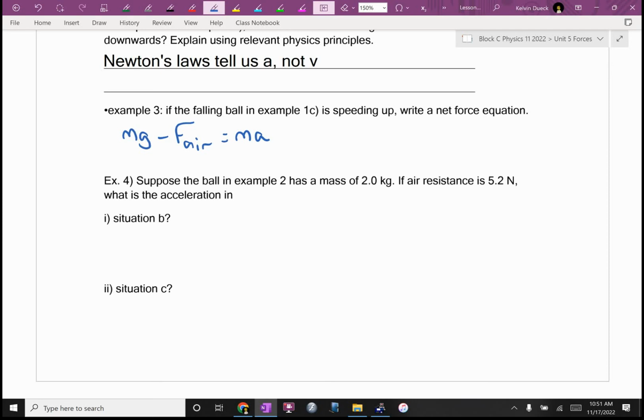So what's my equation going to be? Anything that's a winner has a plus sign in front of it. So it's going to be winner plus winner. It's going to be mg plus F air equals ma. Brendan, what are we trying to find in this question? A. Now we'll divide by m.